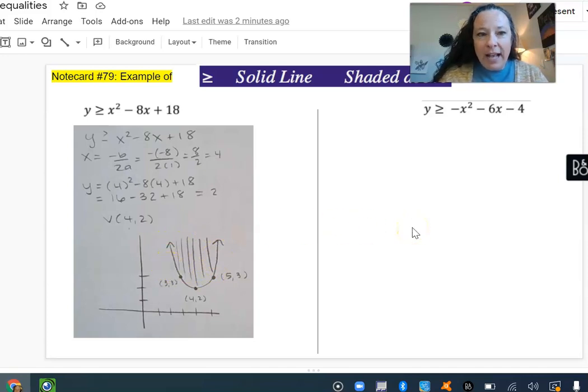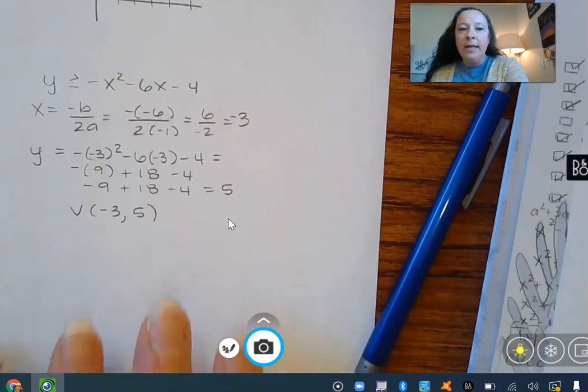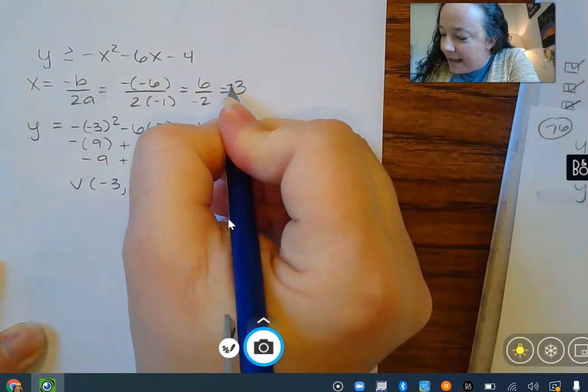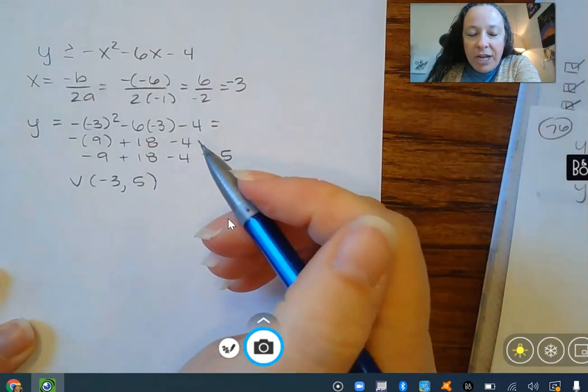Now the second one I want to actually work out with you and talk through. y is greater than or equal to -x squared minus 6x minus 4. All right, so I did the work here, and I just want to point out that I messed up. I had to be really careful here, and I double checked myself.